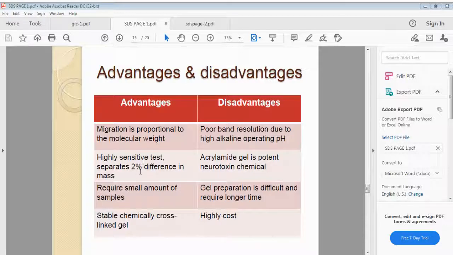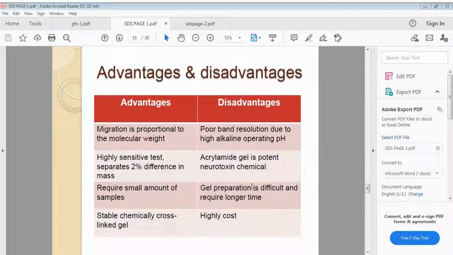It is highly sensitive, and separates a 2% difference in the mass. Even if the difference of the protein is 2%, they can be separated. The sample size required is a very small amount, and the gel is very stable. The disadvantages are sometimes band resolution is very poor because of alkaline pH. And acrylamide, when you are using acrylamide, you should not touch it with bare hands. You should always use gloves during the preparation of the acrylamide gel, or during the handling of the SDS-PAGE, or when you are disposing. You should not touch it with your hand. Acrylamide is a neurotoxin. Okay, so it is very, very dangerous, toxic.